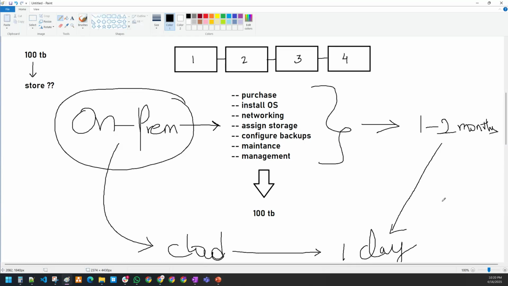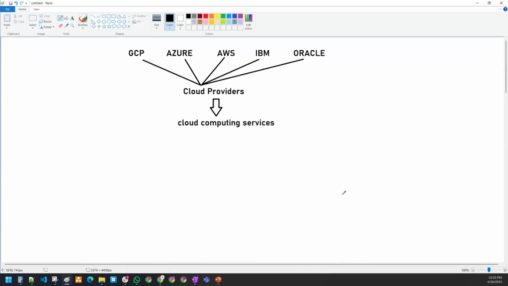So now tell me the difference you see here, guys. This is the reason every company nowadays is moving towards a cloud platform. Such cloud platforms are GCP, Azure, AWS, IBM and Oracle. And these are the cloud providers.